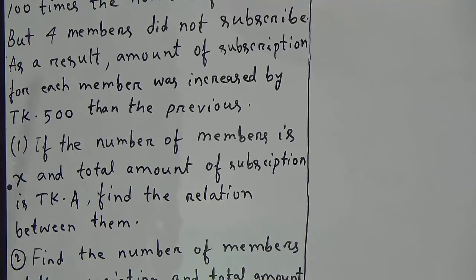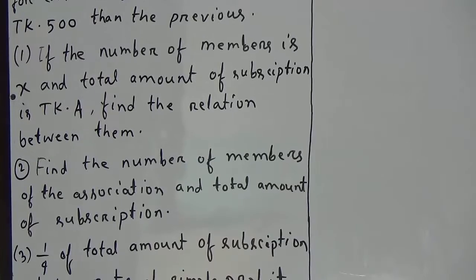That means each member subscription will be 100x plus 500. Now total amount of subscription will be x minus 4 multiplication 100x plus 500. And from 1 we have got total amount of subscription is TK 100x square. So that we can form an equation, and solving the equation we can get the value of variable x.